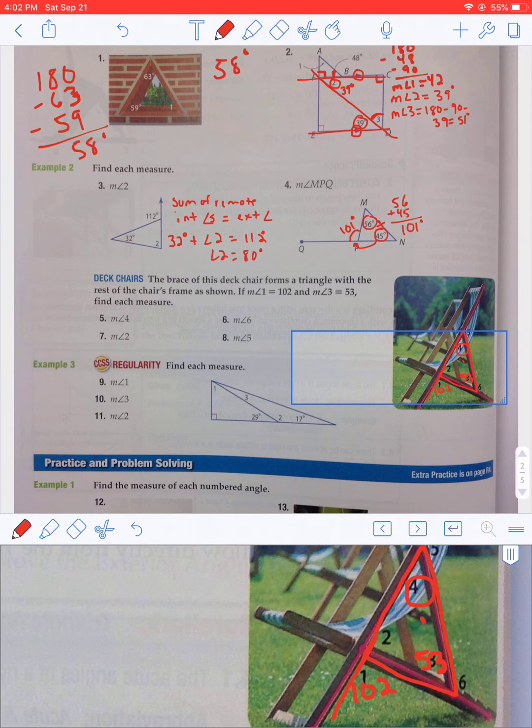The sum of the remote interior angles is equal to the exterior angle. So if I add angle 4 plus 53 degrees, I can set it equal to 102 degrees and solve for angle 4. So that's what I'm going to do back over here.